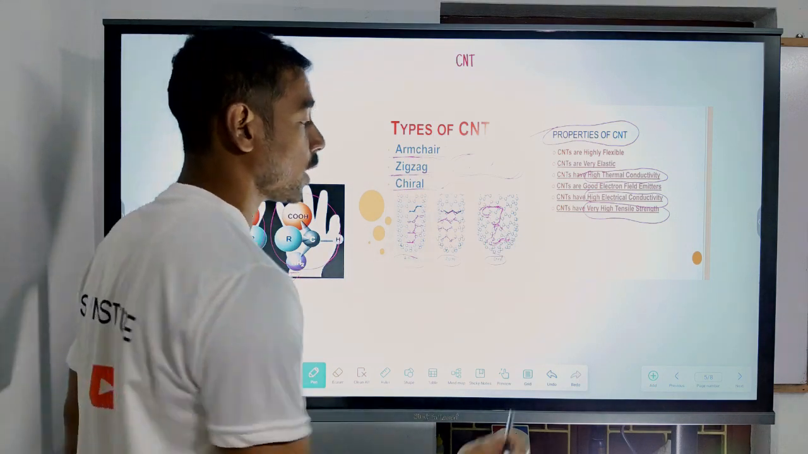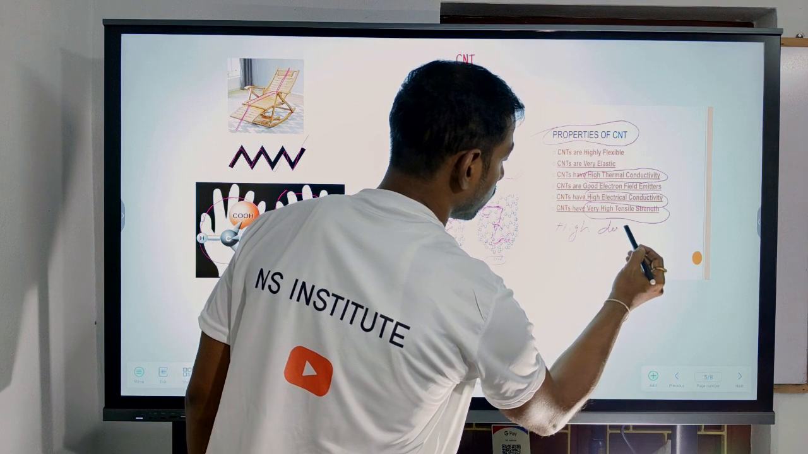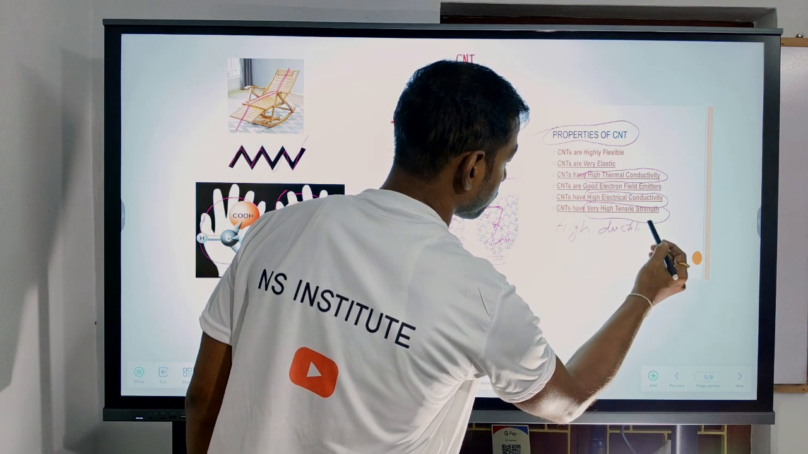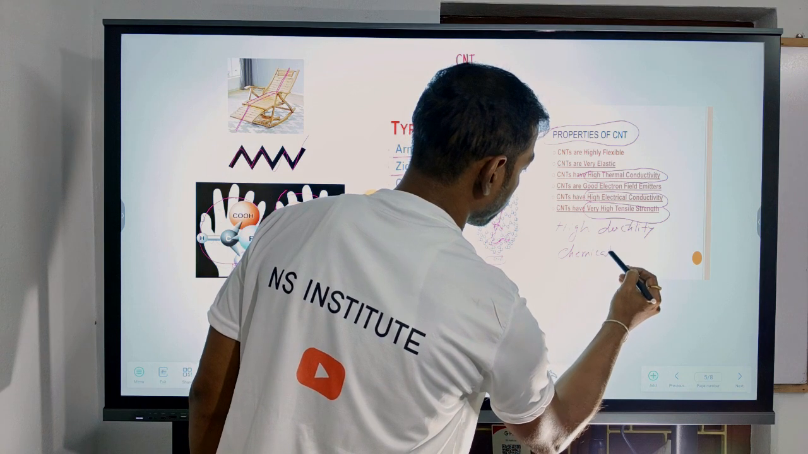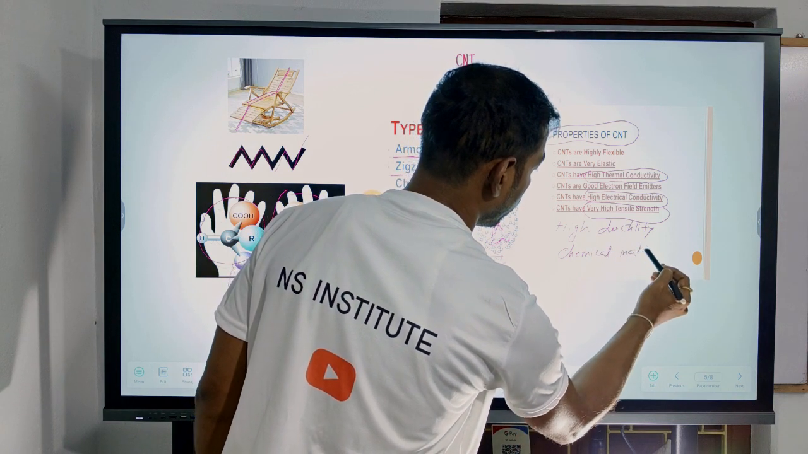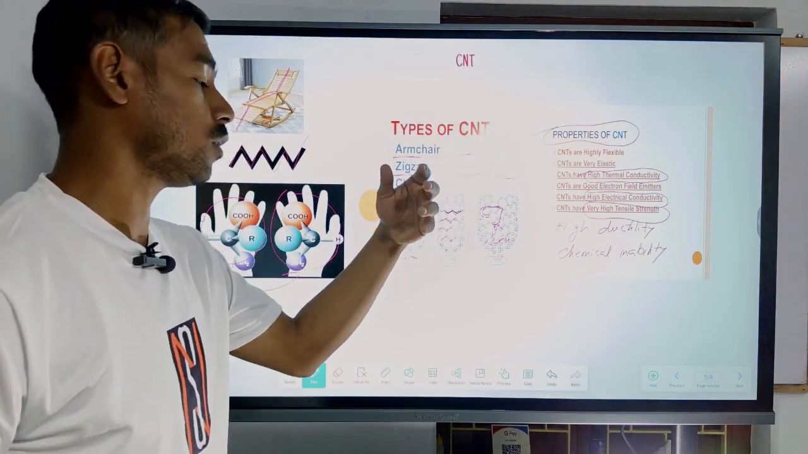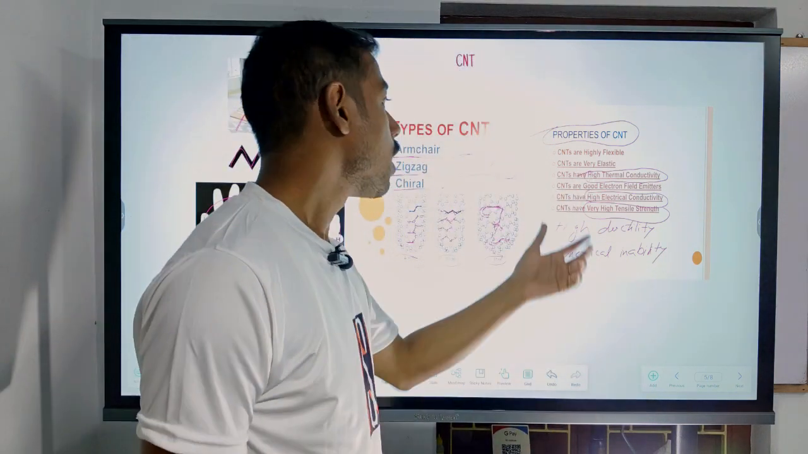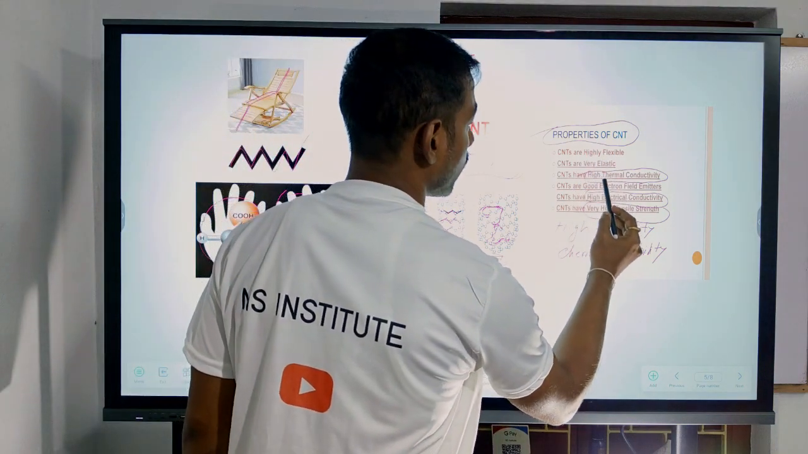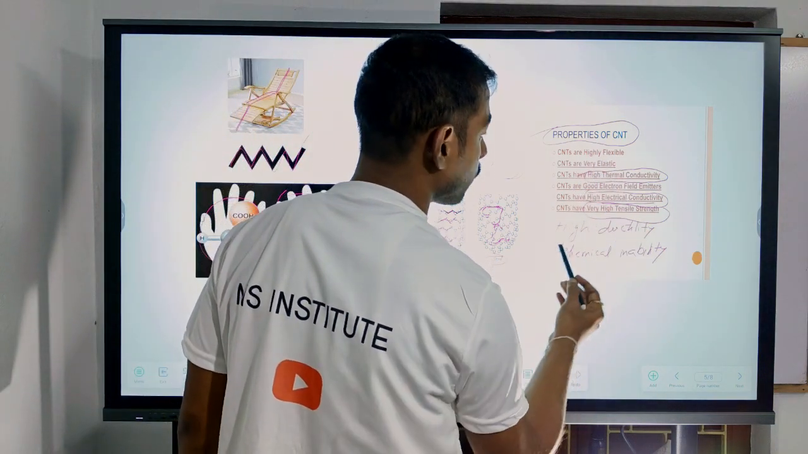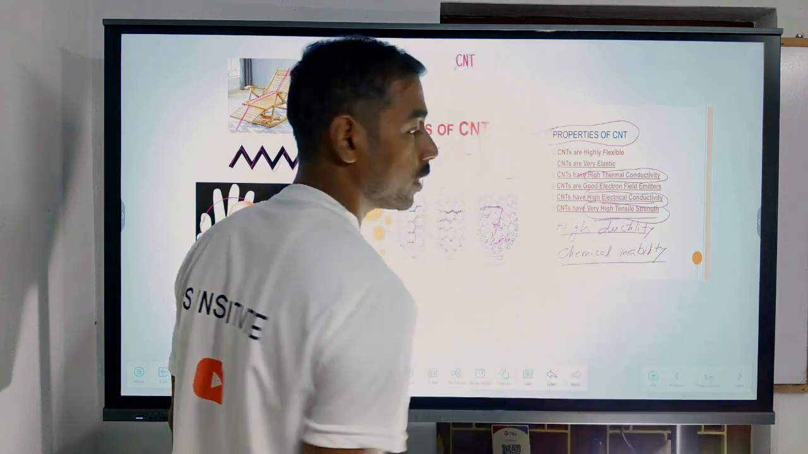I want to mention that it has very high ductility, and chemical inertness, that is, it doesn't want to react. So basically the important properties are like that. It has high thermal conductivity, high electrical conductivity, high tensile strength, high ductility, and chemical inertness.